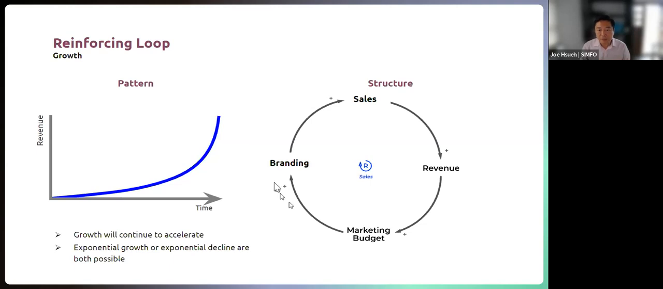I'll say a little bit more. Many times, the same loop can go in the opposite direction, which is a vicious cycle, right? You could have less revenue, less budget, less branding, less sales. It goes worse. And identify those points where you can tip the system from a vicious cycle to a virtuous cycle. It's where the system design comes in.